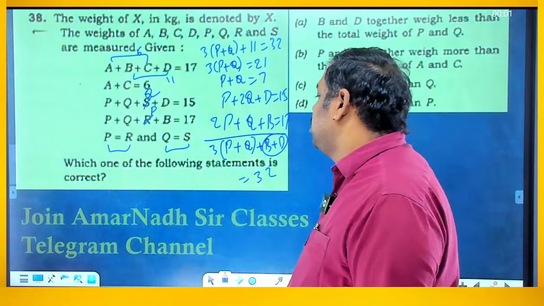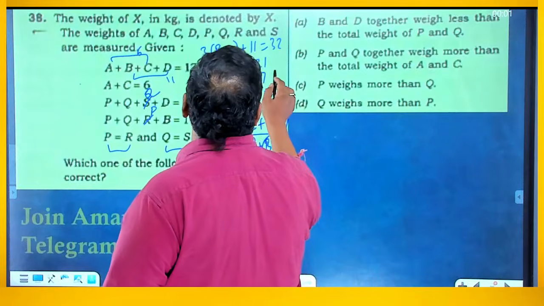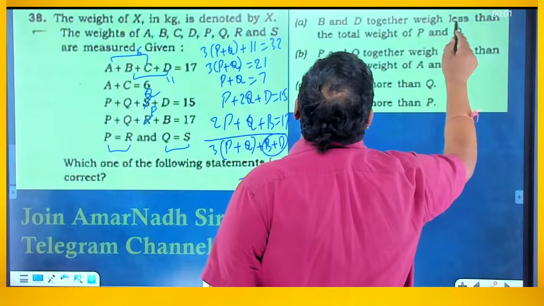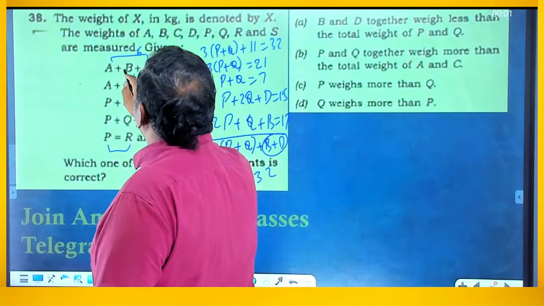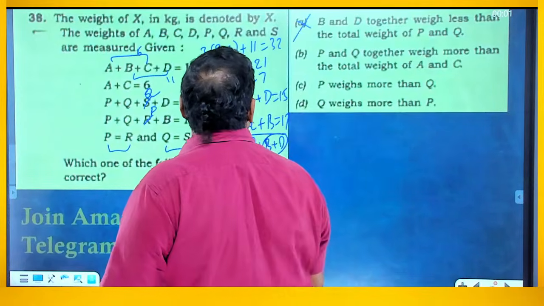Now, which of the following statements is correct? P plus Q is 7, you got. B plus D is 11, you got. B plus D together weigh less than the total weight of P and Q. No. P and Q total weight is 7, B and D total weight is 11. B and D is more, but he said less. That's why that is the wrong answer.